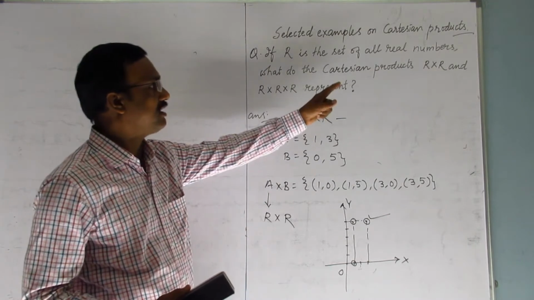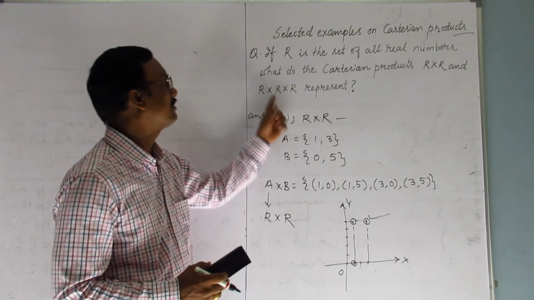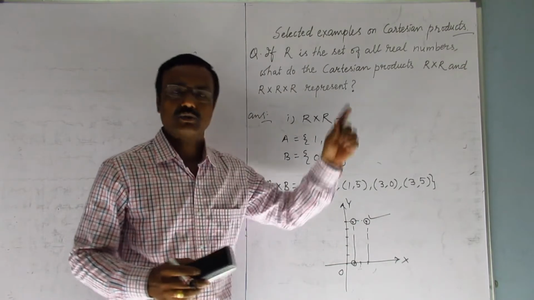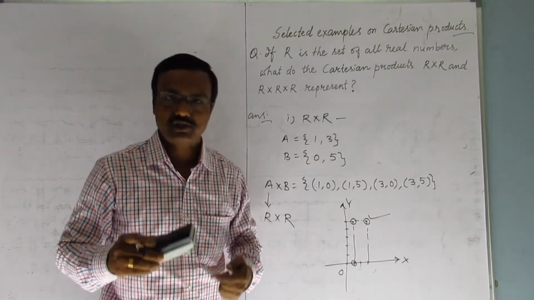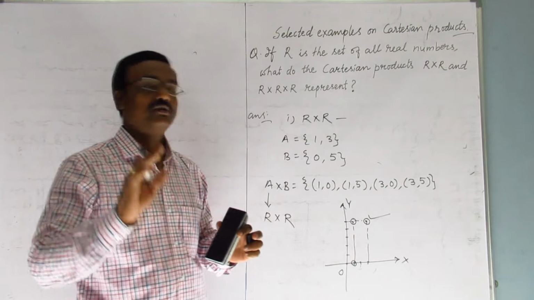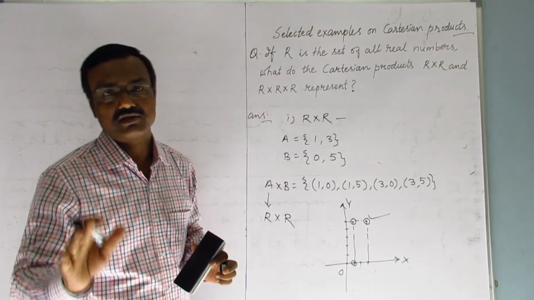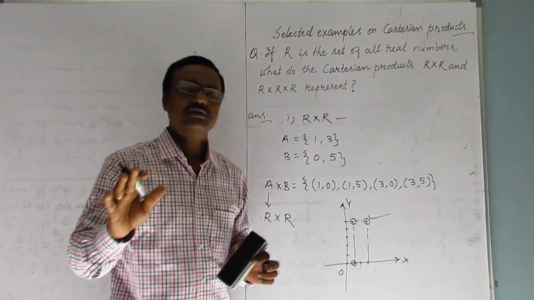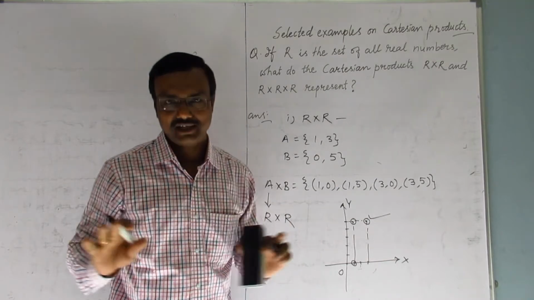So what does R cross R represent then? What does that represent? R cross R type of Cartesian product represents points in the two-dimensional plane, or points in the xy coordinate plane.